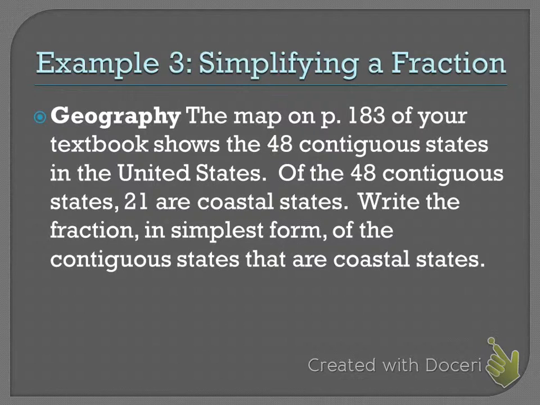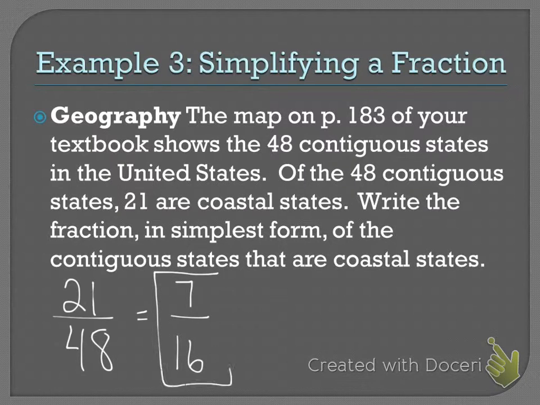So how many total are there? How many total states? 48. And how many of them were coastal? And then we're just reducing the fraction. It's one of the simpler word problems, especially given the word problem you just solved on your test. All right, so 21 over 48, what can I reduce it by? 3. I can reduce it by 3, very good. And if I reduce by 3, I end up with 7/16. And that's going to be my answer.